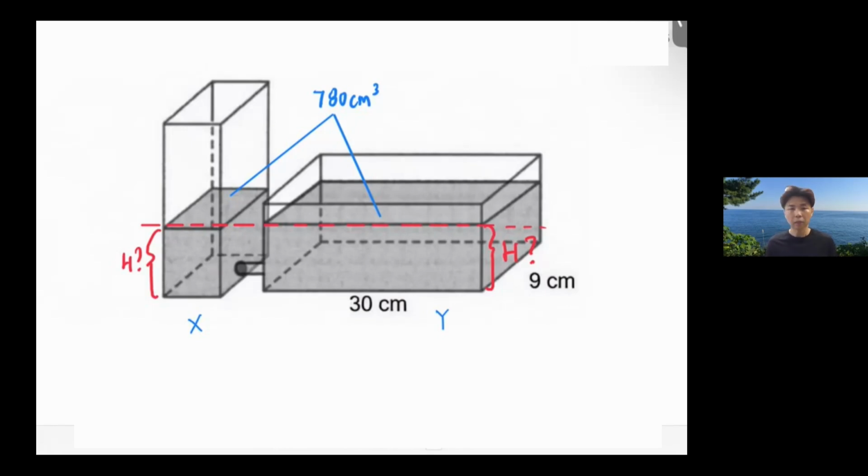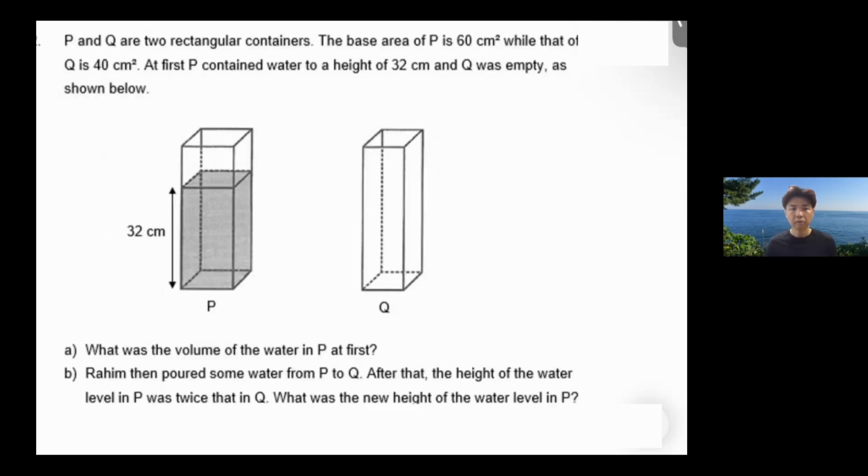But having said that, there will always be tweaks to the questions that they ask students during exams. For example, there's another question that came out in PSLE whereby some water was poured from container P to container Q, but this time round, the height of the water level in P was twice that of the water level in Q. Instead of being the same height, the water level in P is 2 times higher than the water level in Q. Would you be able to make use of what you have just learned and apply it to solve this question?